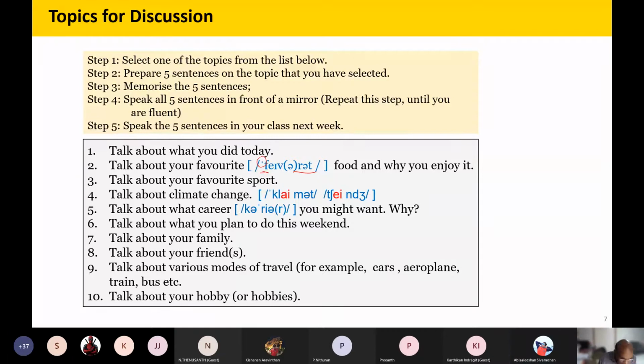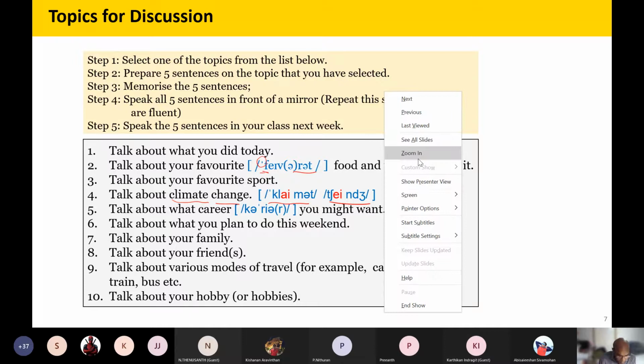Now, next person, Kartigan. Can you do this one? That's here. Climate change. Yeah, climate change. That's very good.